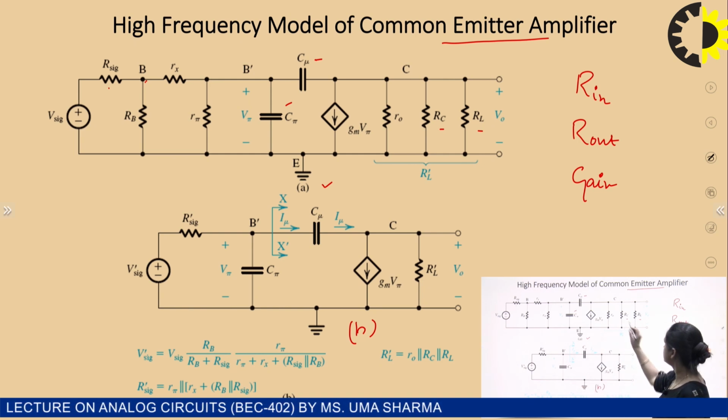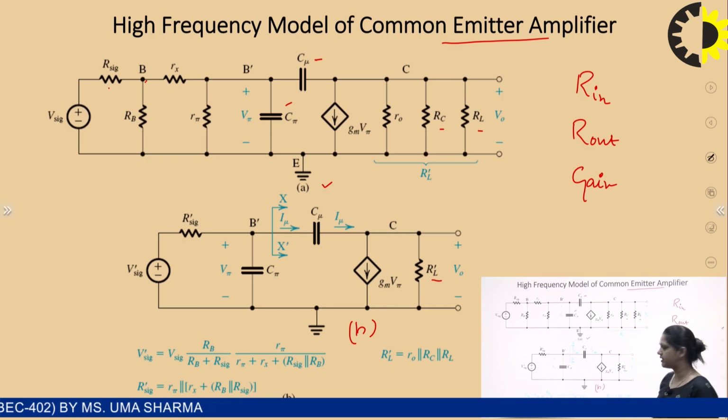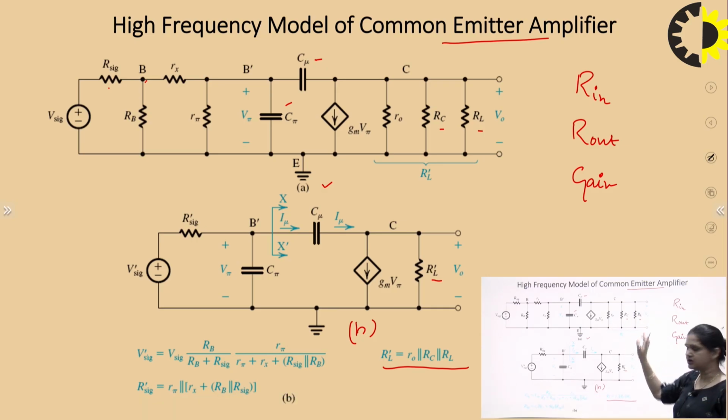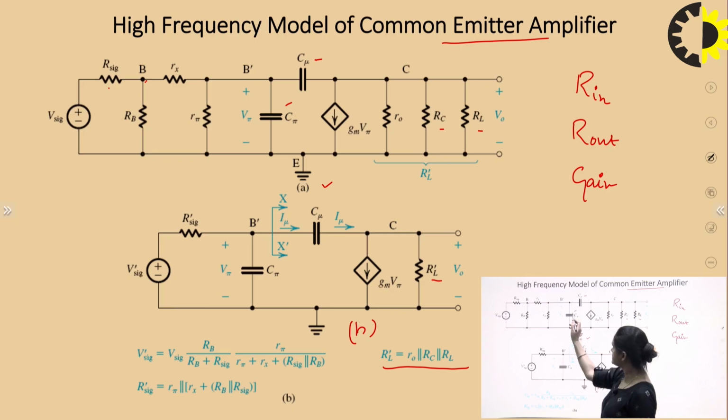At output side, RO is connected, RC is connected, and RL is connected. All three are connected in parallel combination. So this is replaced by RL dash, and the value of RL dash is RO parallel RC parallel RL. I think this is clear, because all three are connected in parallel. So this part is simplified by these two components, gm V pi and RL dash. Now come to the input side. C mu is as it is, C pi is as it is.